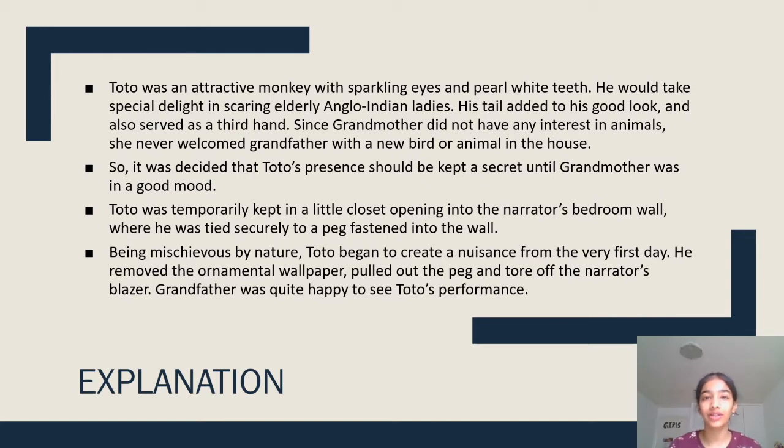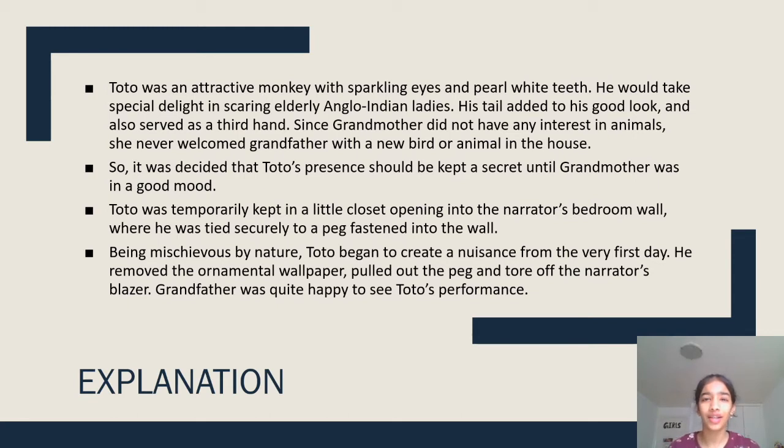So he had bright, shiny eyes which were full of mischief. His eyebrows were deeply set on his face, he had very thick eyebrows. His teeth were like pearls, and many ladies belonging to the Anglo-Indian community got scared when they saw his teeth, which were displayed when he smiled. And Toto himself would take special delight in scaring these Anglo-Indian ladies.